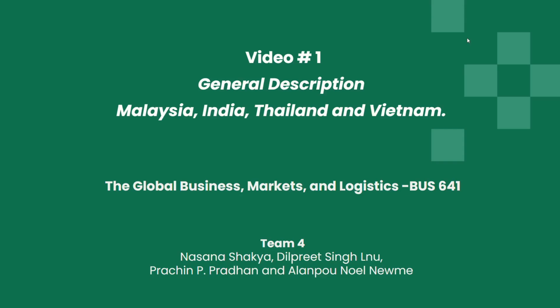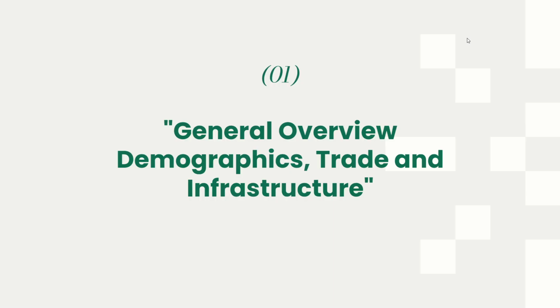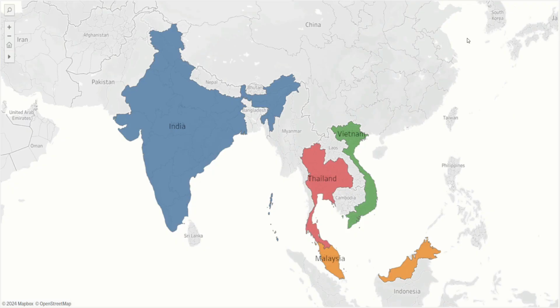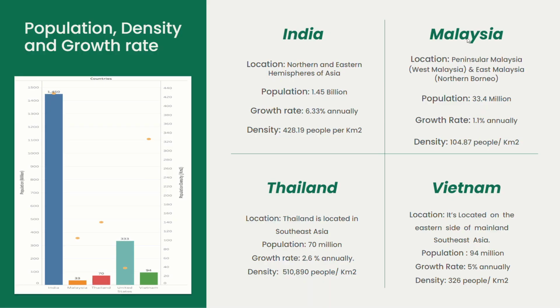So this is video 1, a general description of Malaysia, India, Thailand and Vietnam. Firstly, I will give the general overview, demographics, trade and infrastructure of all these countries. Here is the map: India is in blue, Thailand in pink, Malaysia in gold, and Vietnam in green.